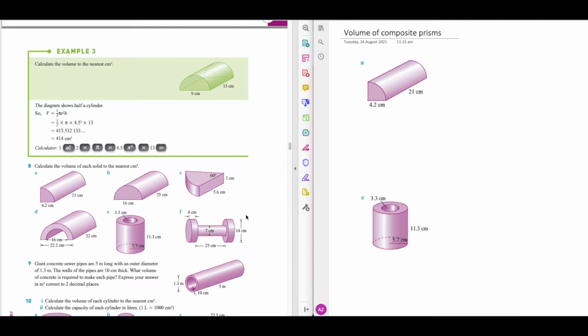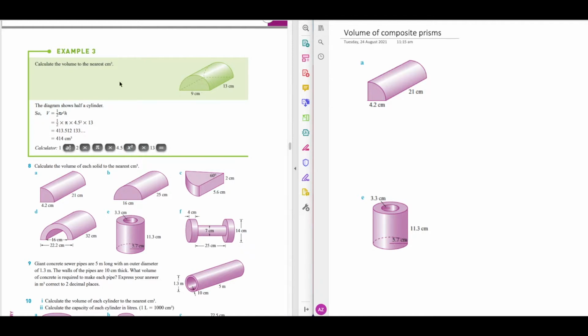Hello everyone, welcome back. In today's lesson, we're going to continue on from the previous exercise, volumes of cylinders. In today's lesson, there'll be some more difficult questions. These are called volume of composite prisms, and as you remember, it's probably everyone's worst nightmare, but I'm going to try and break it down, and hopefully by the end of the lesson, you'll be able to do some of these questions with ease. So let's just get started.